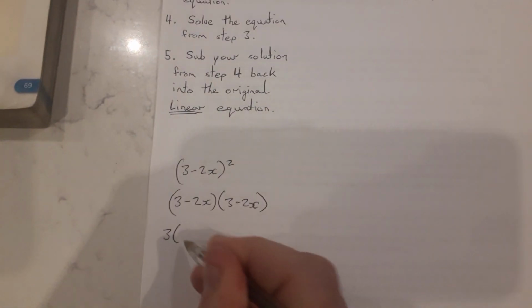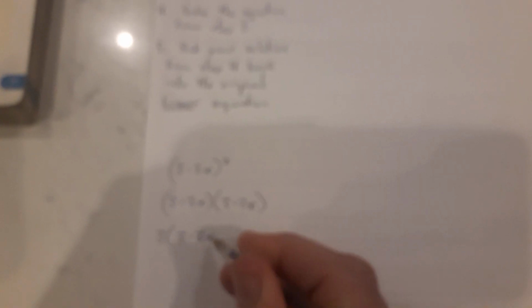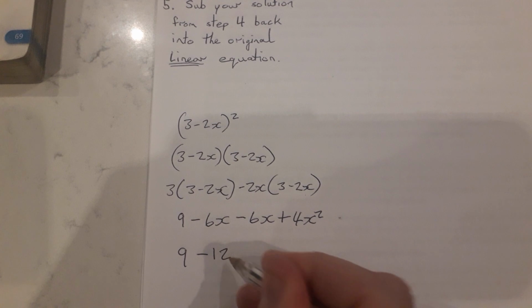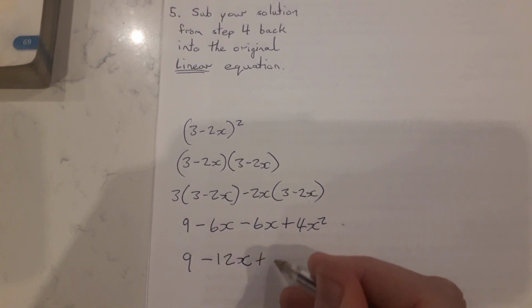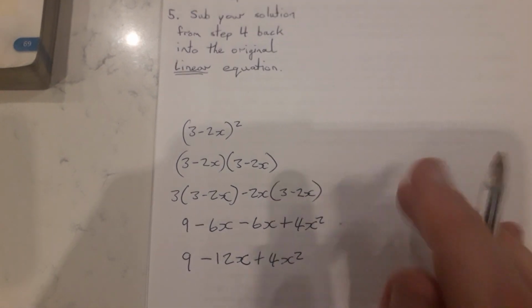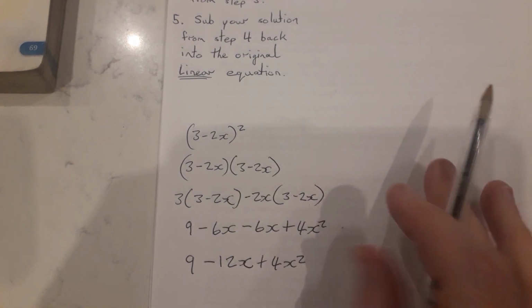and splitting the brackets, 3 times 3 minus 2x minus 2x times 3 minus 2x. 3 3s are 9, minus 6x, minus 6x, plus, because it's a minus by a minus, it's a plus, 2 2s are 4, x squared. And then putting that all together, 9 minus 6x minus 6x is minus 12x plus 4x squared. So that then I'm going to take and put it back into my equation instead of this 3 minus 2x squared.